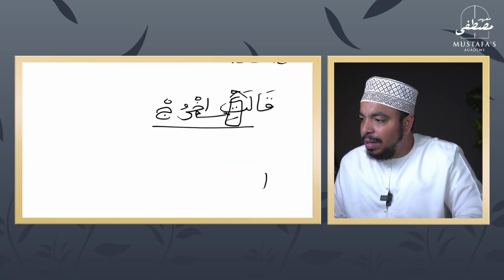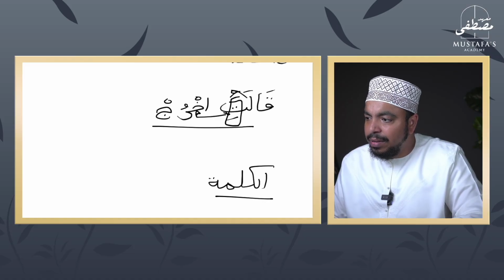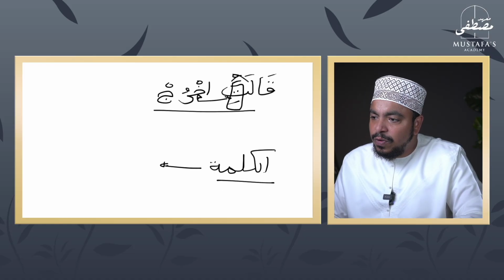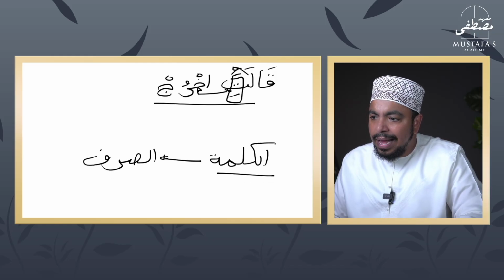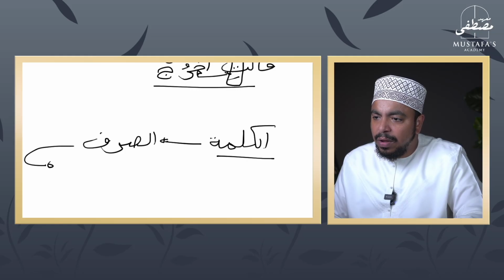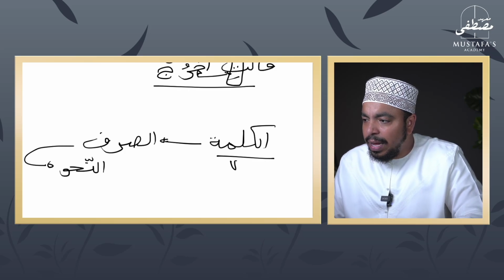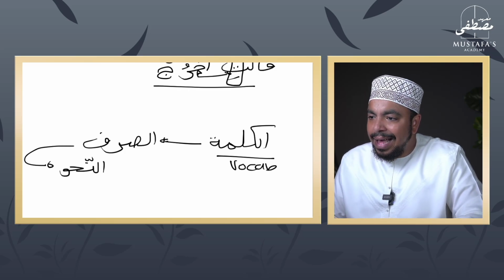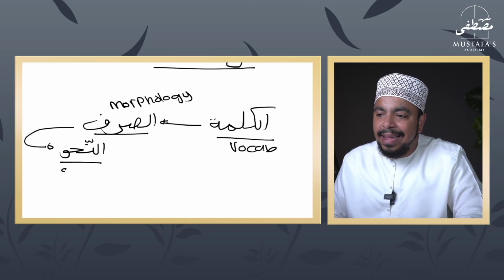Process number one, al-kalimat, al-kalima. You have the kalima, okay? And then it goes to al-sarf. And then process number three, it goes to an-nahu. This is the word, the vocabulary, and then this is the building of the word, which is morphology. You know what I mean now when I say sarf. And then this is the ending of the word.